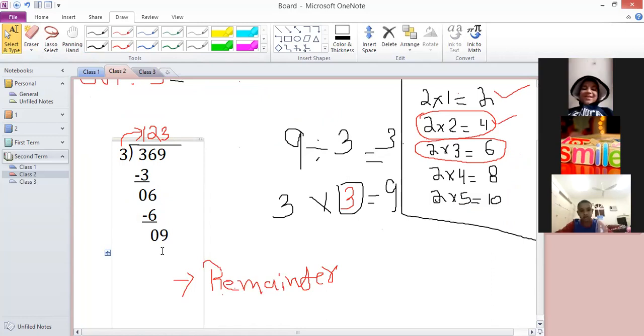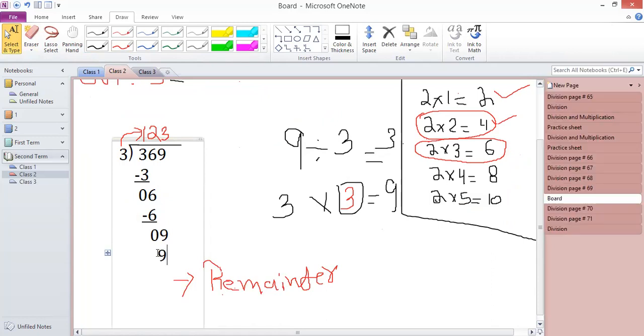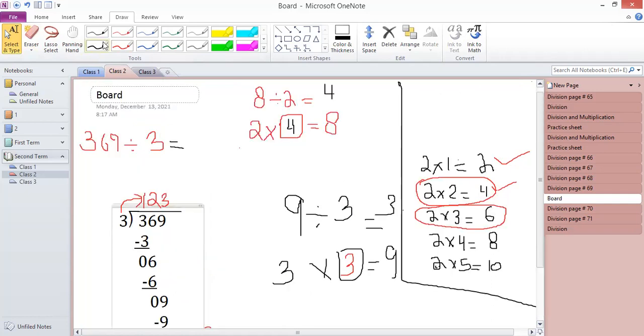Now multiply 3 by 3. That will give you 9. And 9 minus 9 is equal to 0. So your division is solved. The remainder is 0 and the answer is 123. So I can say 369 divided by 3 is equal to 123. Is it clear, guys?